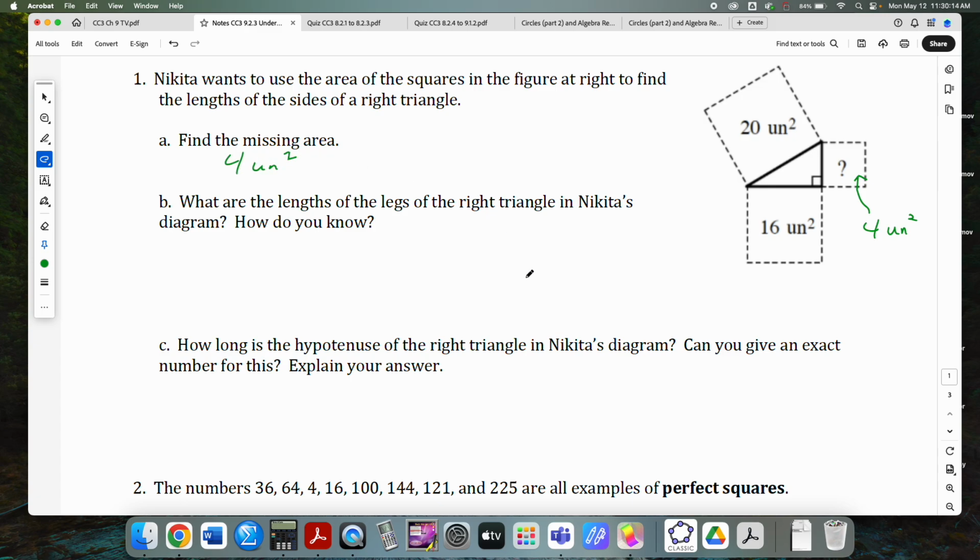What are the lengths of the legs? Remember that the legs are the two sides that form the right angle. So that means this side down here on the bottom and this vertical side. So how long is the side on the bottom? Tell me. 4, and 2. This is 2. How do you know that? I'll take a volunteer for this. Yeah, finding the square root. We're just finding the square root. The square root of 16 is 4, and the square root of 4 is 2.